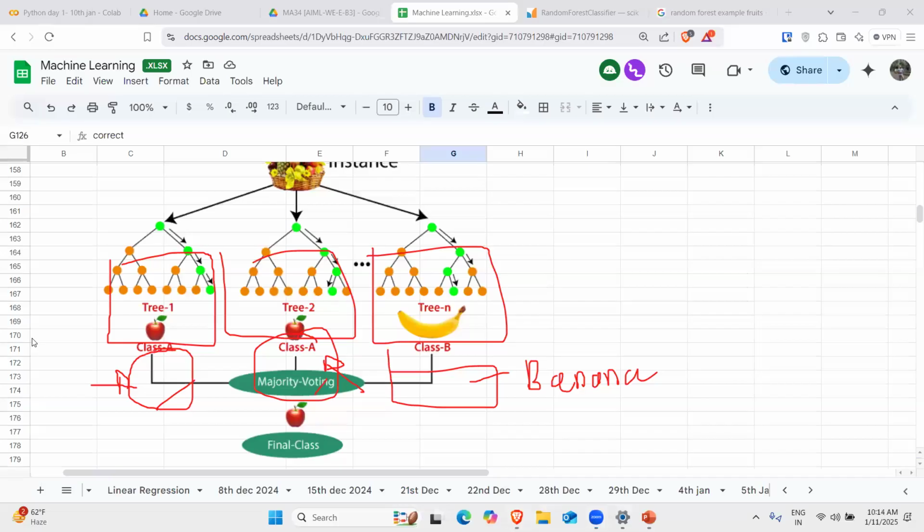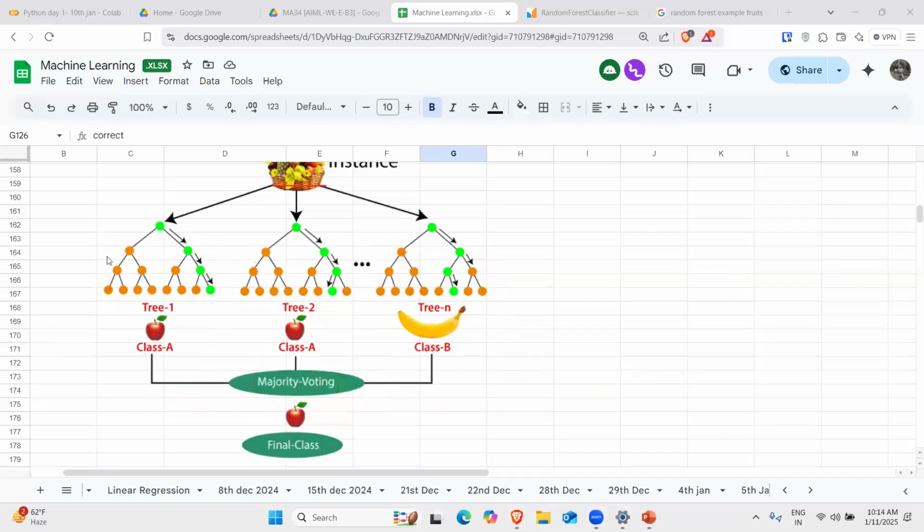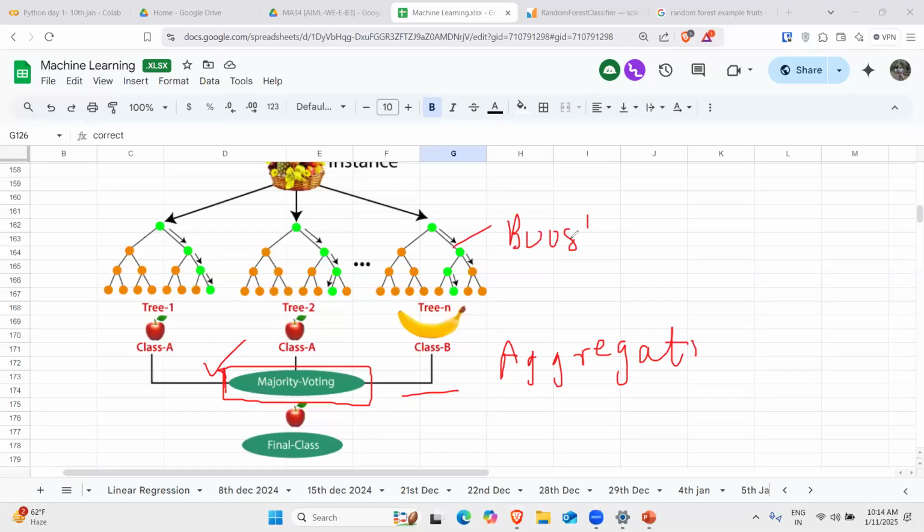And there might be pineapple and some other kinds of fruits. But this decision tree is giving me an output as apple. This is also giving me apple. This is giving me banana. And I'm going to take the majority of the votes because this is an ensemble method. This is your bagging, right? Aggregation. What do you mean by aggregation? What is aggregation? This is bootstrap, taking a sample with replacement.